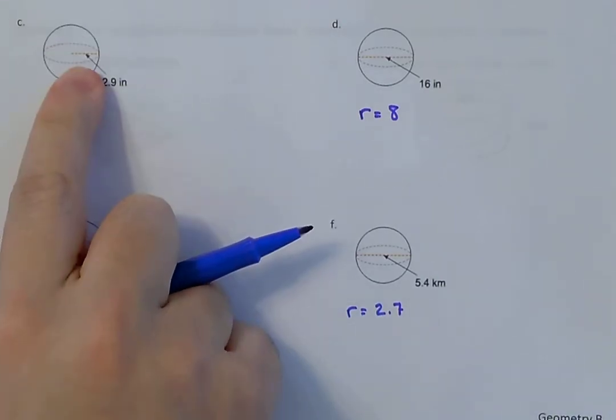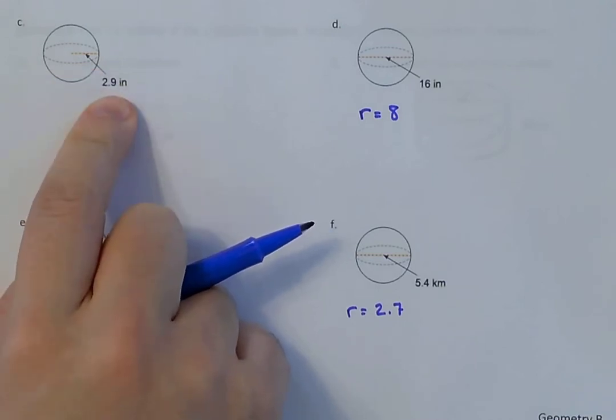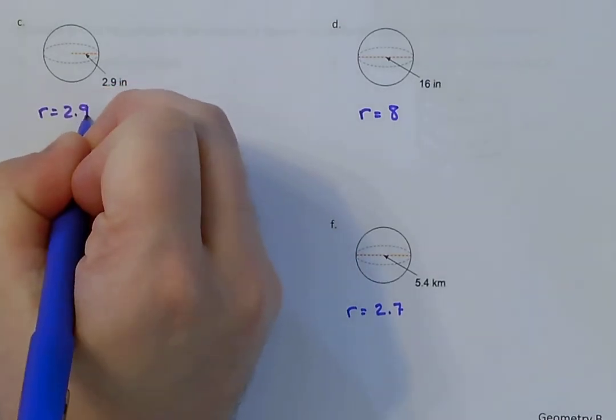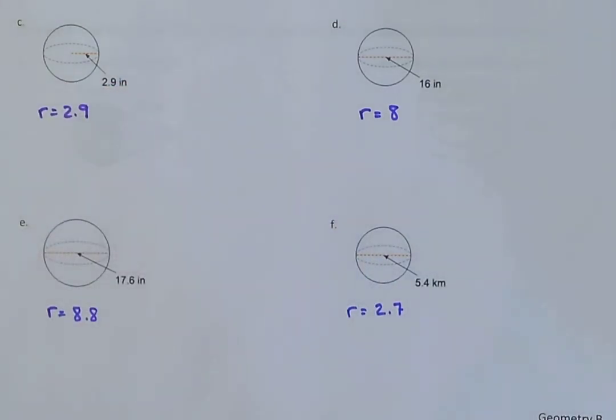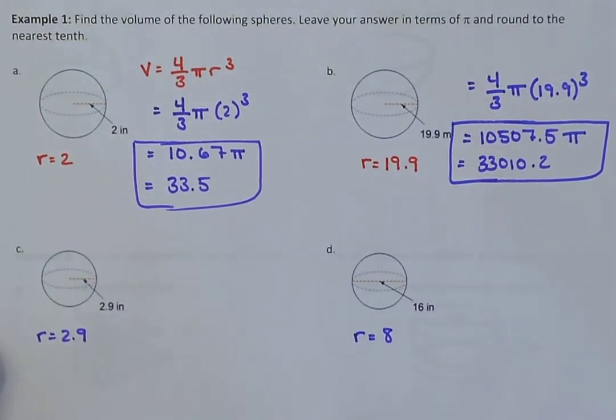If they just have the line going partway across, that means they are telling you the radius right off the bat, and that's what you want to use for your value of r. Once you know your radius, you just go like with parts A and B, plug that in for r in the 4/3 pi r cubed, and then just use your calculator to figure out the rest. So that is it for example 1 on finding the volume of a sphere.